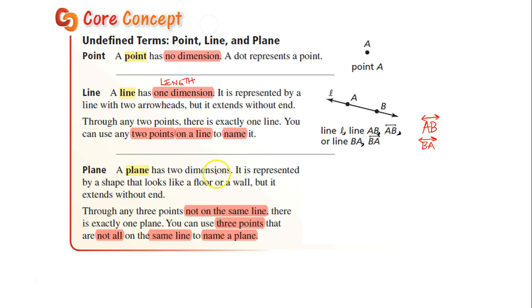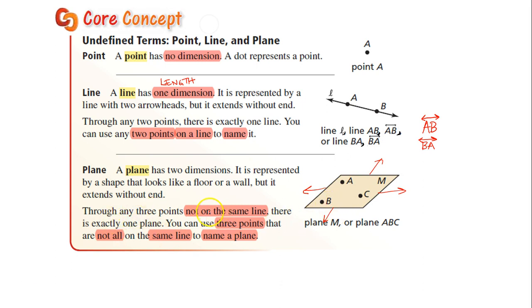A plane has 2 dimensions. We just talk about length and width. It's represented by a shape that looks like a floor or a wall, but remember that that also extends without end in every direction. Well, in the 2 directions that it's going, right? It goes forever this way and this way, it goes forever that way and that way. But it's just like an infinite sheet of paper. It doesn't go up or down. It's just this one plane.